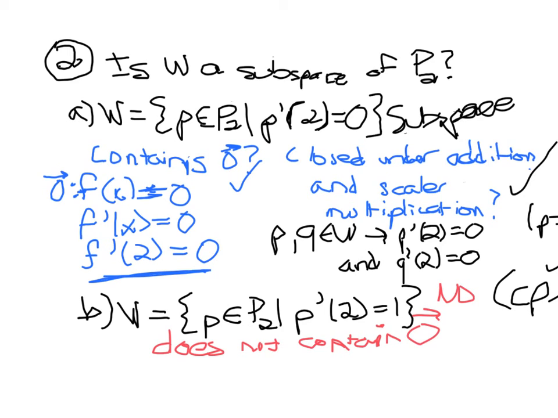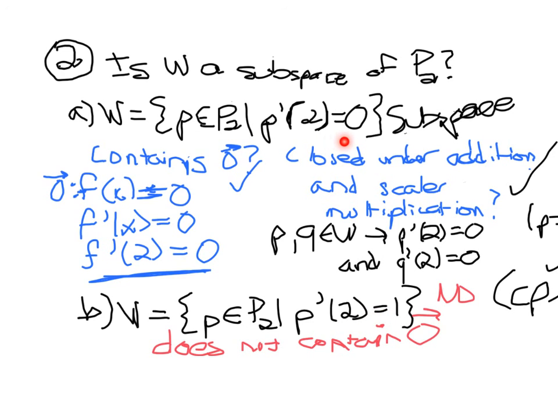But also, just to drive home the point, closed under addition: if we do P plus Q, take the derivative at 2, you're going to have 1 plus 1 equals 2. It's not going to equal 1 anymore when you do P plus Q. So it's not closed under addition. And if you do a scalar C times P, the derivative at 2 is going to be C times 1, which is C, which, sure, in one specific case when C equals 1 would work, but in any other case, it's not going to belong in W. So it doesn't contain the 0 vector. It's also not closed under addition or scalar multiplication for part B here.